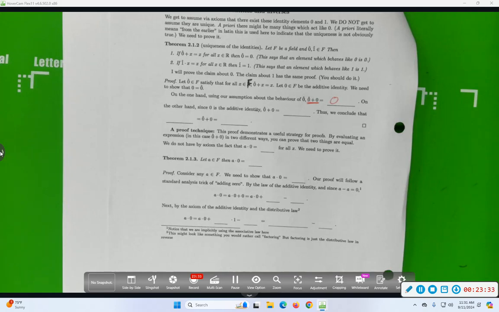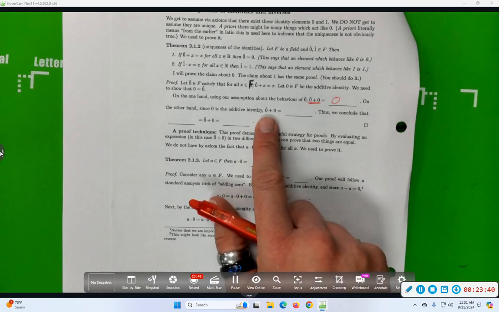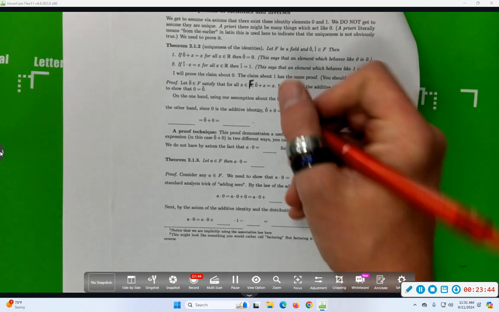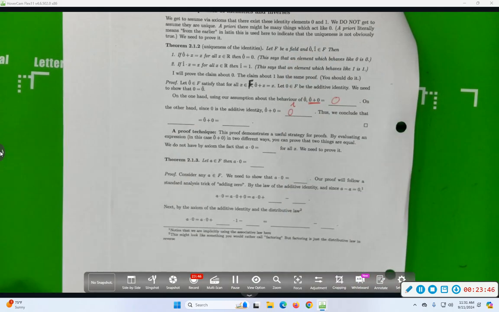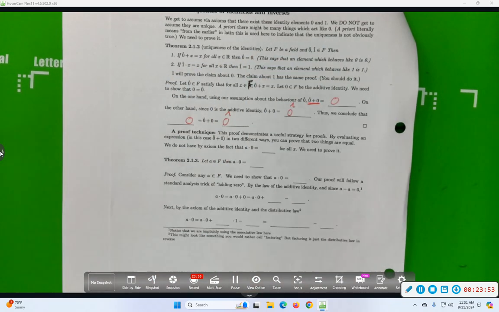On the other hand, what you said is also true, right? 0 plus 0 hat, by the axiom of the additive identity. What do you get when you add 0 to 0 hat? 0 hat. Oh, cool. So these two things are both equal to 0 plus 0 hat. So they're equal.